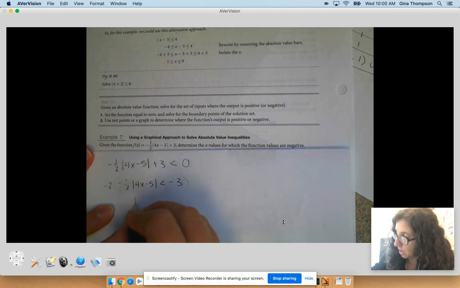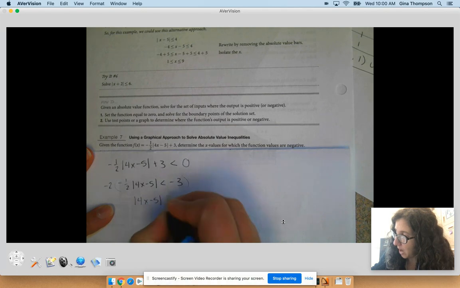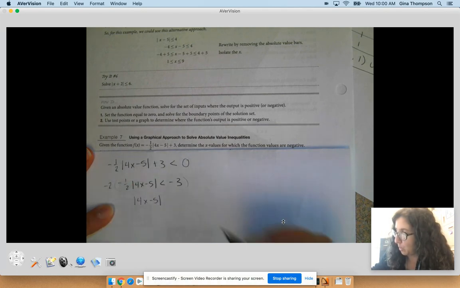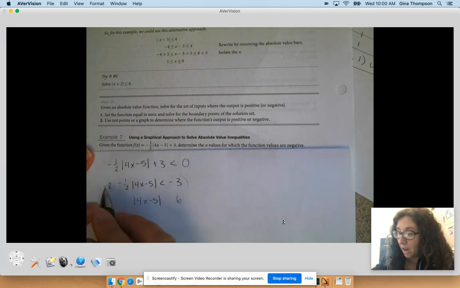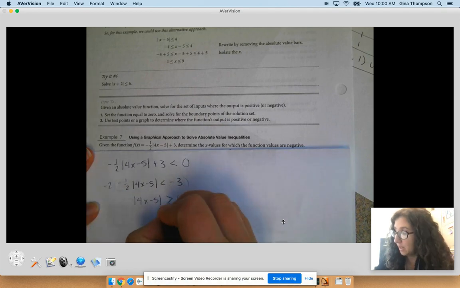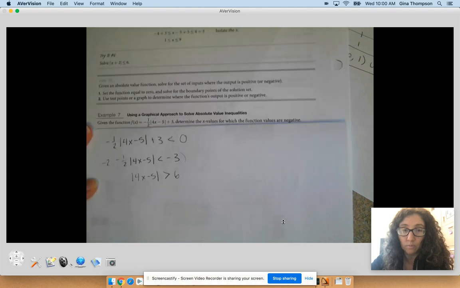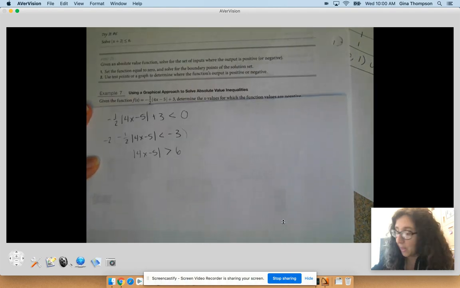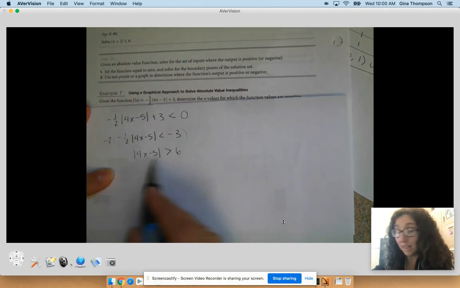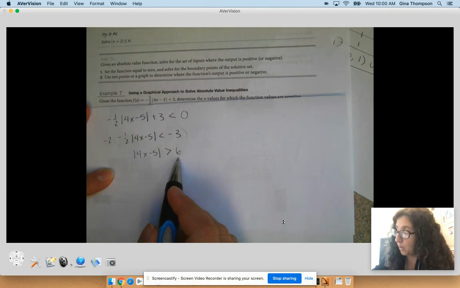So that's going to give me the absolute value of 4x minus 5, and negative 2 times negative 3 is going to be 6. I've multiplied by a negative value, so I'm going to have to flip this inequality, right? Don't forget that part. Okay, so now we've isolated this: the absolute value of 4x minus 5 is greater than 6.